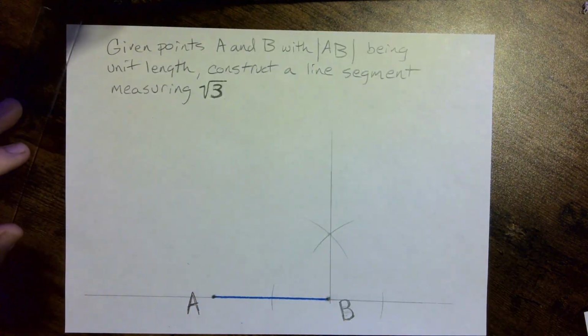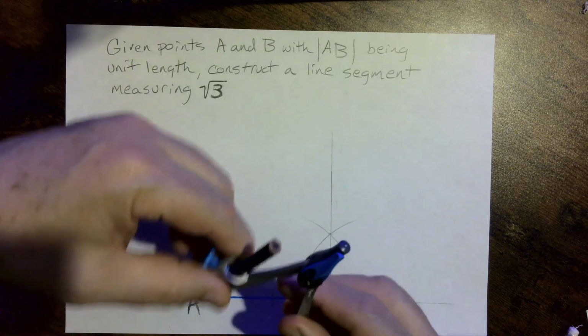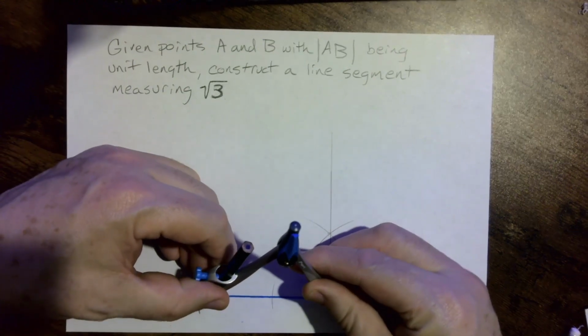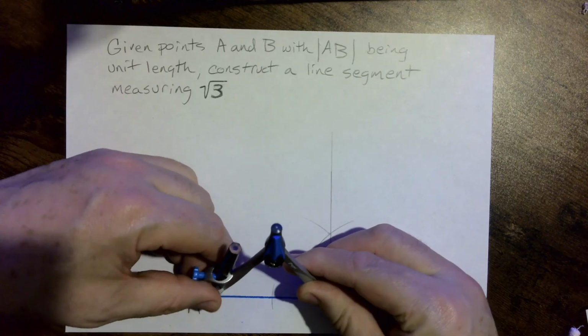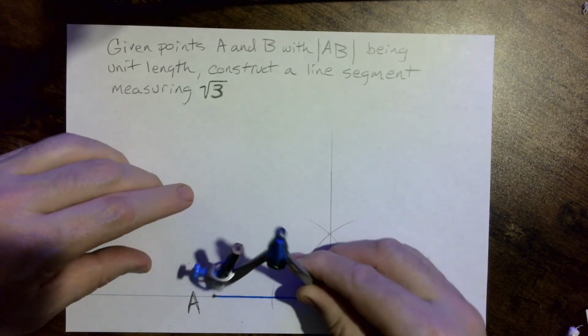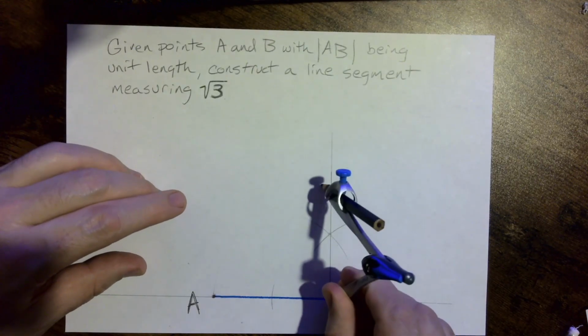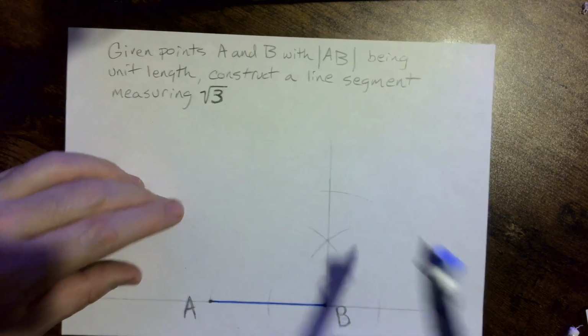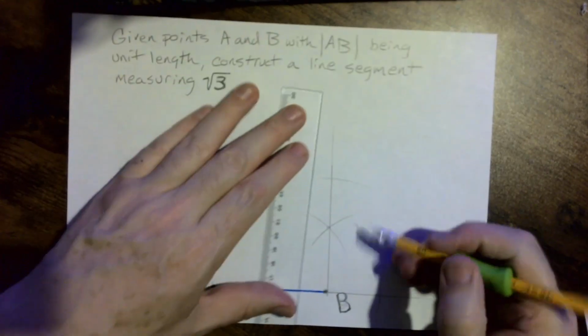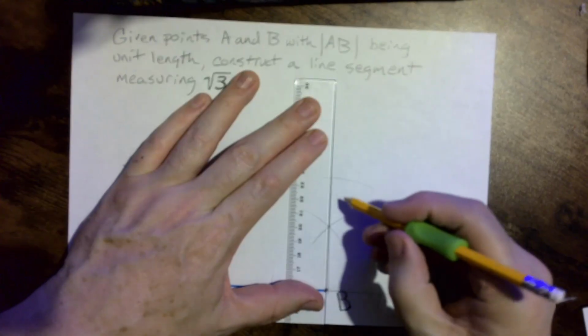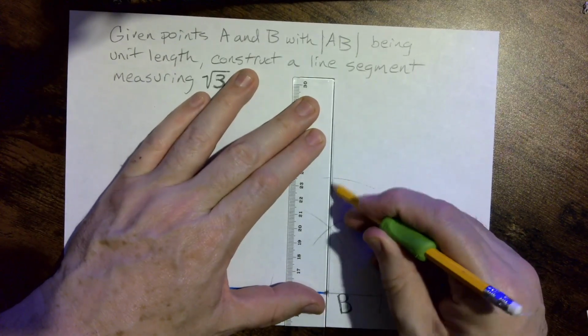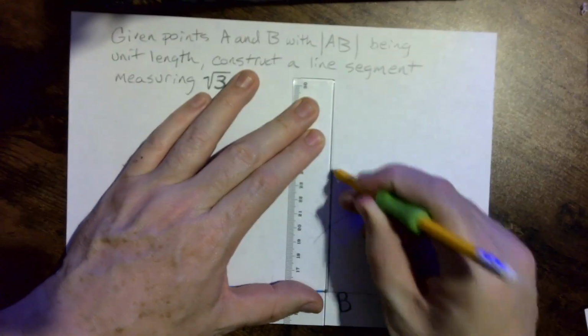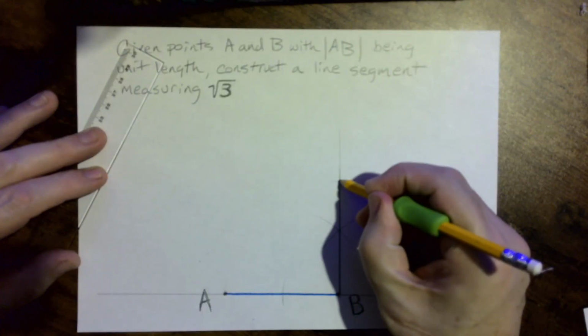There, very nice. Okay, we're using the Pythagorean theorem, so I'm going to copy this distance right here with your compass. Because we're told that's 1, so let's make this 1. So we know this distance here, that's 1. Right there.